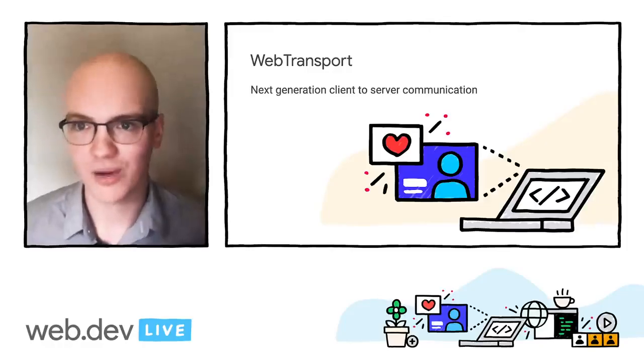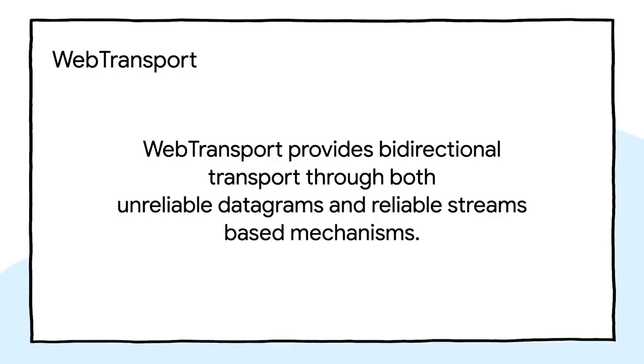So the next API I want to get into is Web Transport, which is a next-generation networking API for client-to-server communication. Let's look at the definition of Web Transport. Web Transport provides bidirectional transport through both unreliable datagrams and reliable streams-based mechanisms. That's a mouthful, but let's see if we can't break it down and understand it a bit better.